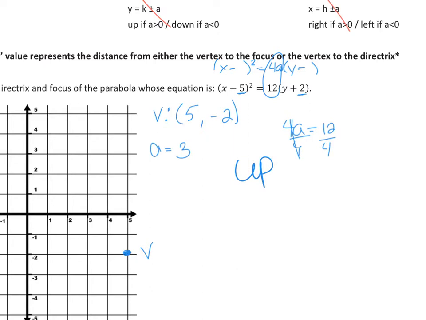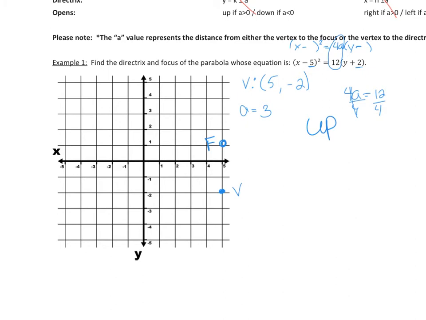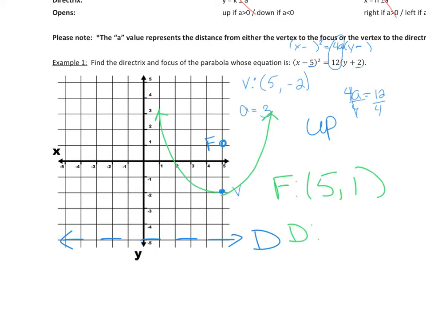So I'm going to count 3 above the vertex, 1, 2, 3. That's your focus. And then 3 below, let me just make this a little bit bigger, 1, 2, 3. And there's your directrix. So let's just make sure. Here's my vertex at 5, down 2, up 3, down 3. And your parabola is going to hug your focus. Okay, so what's the focus's point? The focus is 5, 1. And what is your directrix? Well, your directrix is through the y-axis, so it's y equals negative 5.